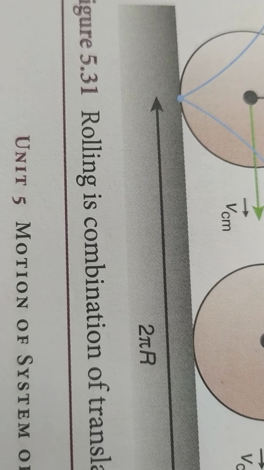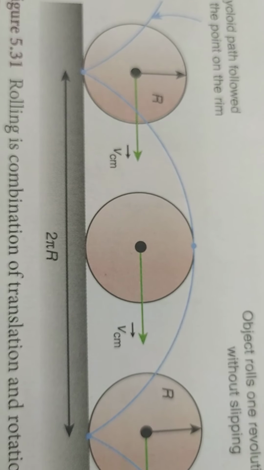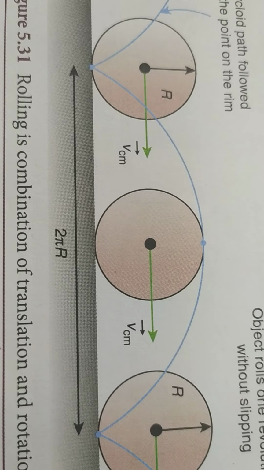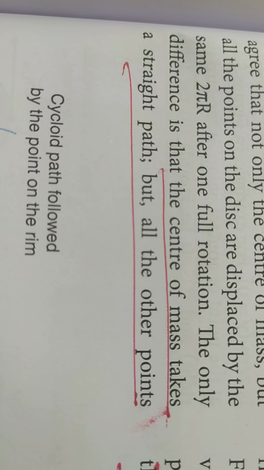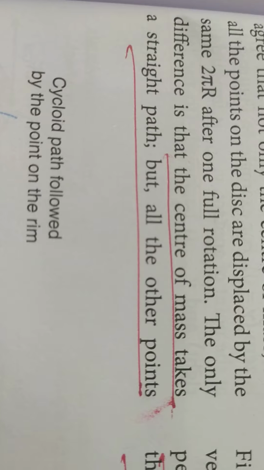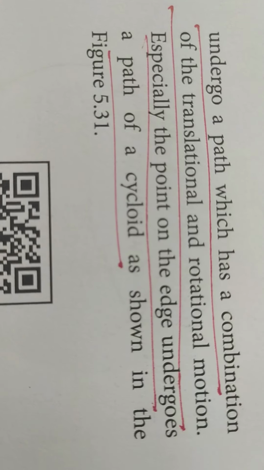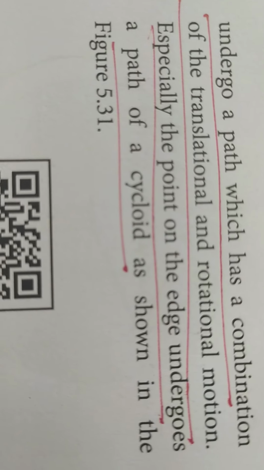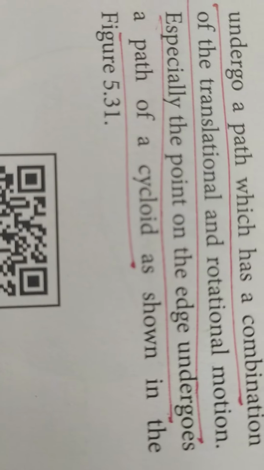Suppose this is the point at the edge, and if the disk rotates, this point will take the shape of the cycloid. So you see this line, the only difference is the center of mass takes a straight path, but all the other points undergo a path which has a combination of translational and rotational motion. That means the point at the edge will take both translational and rotational motion, so the point on the edge will undergo a cycloid path.